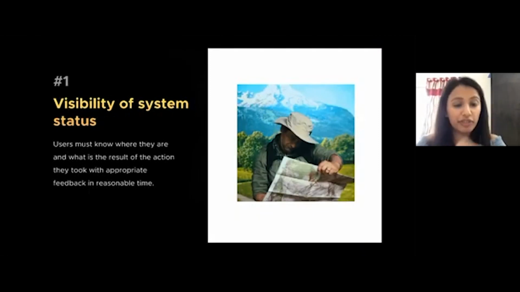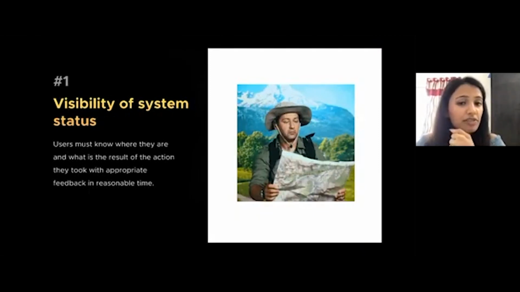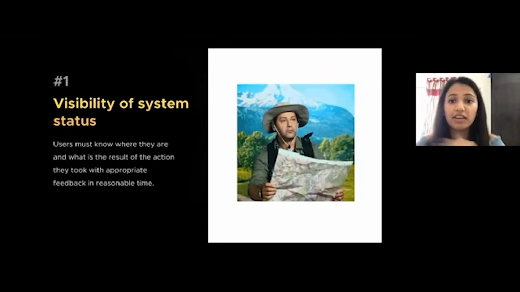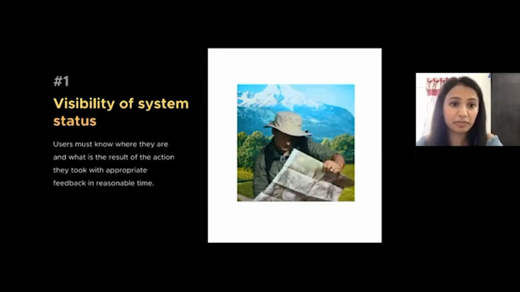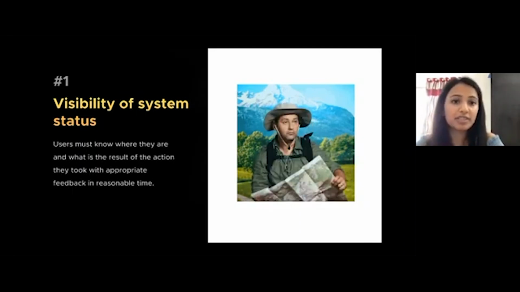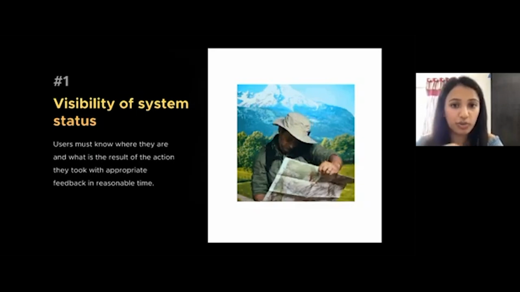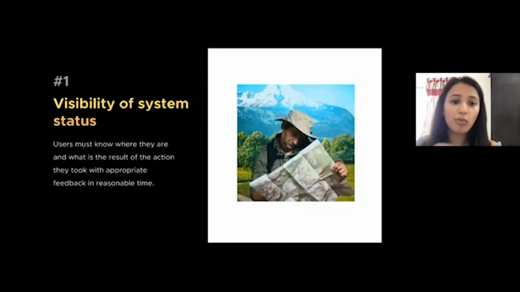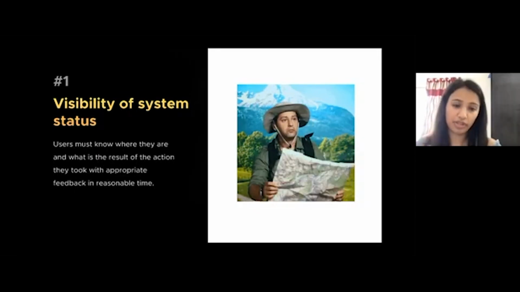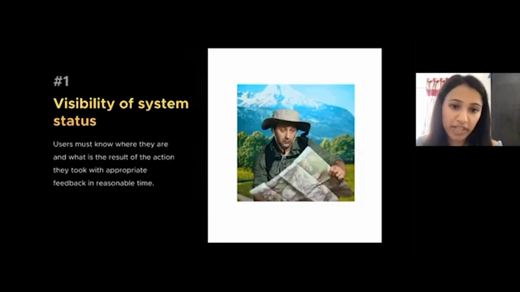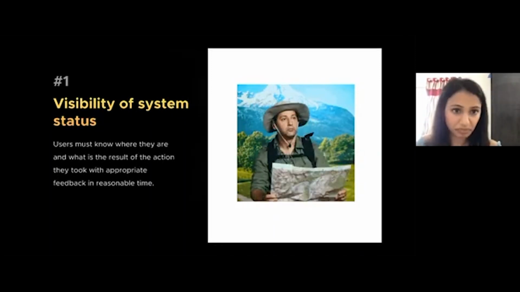That brings us to the first heuristic, that is visibility of system status. So visibility of system status is all about users knowing where they are and what is the result of the action they would take, and again within an appropriate and reasonable amount of time.